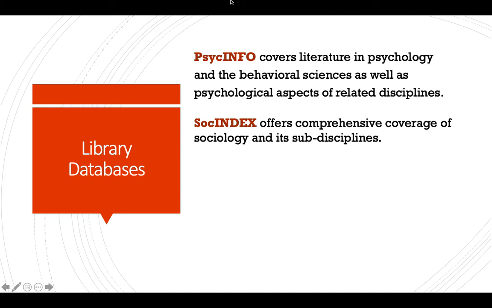SocIndex is another great database for social work research. It's a lot like PsycInfo. It's smaller in its scope, so there are fewer journals in SocIndex, fewer articles, but it's a little bit more focused on sociology and related disciplines. Scopus is a really cool, large, interdisciplinary database. It does some really unique things that other databases don't do as well. So I'm going to show you a little bit about Scopus so that you can get a sense of what that would look like.